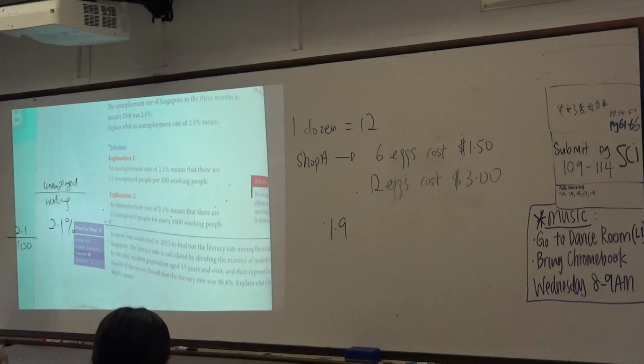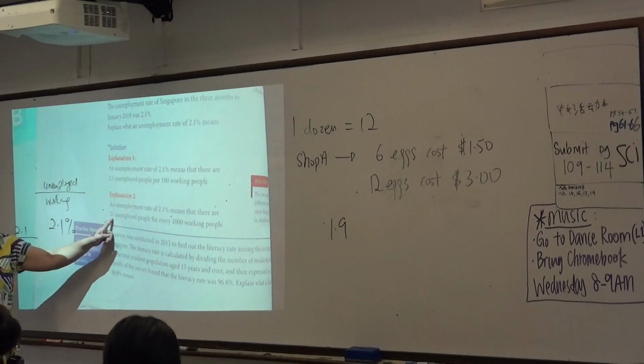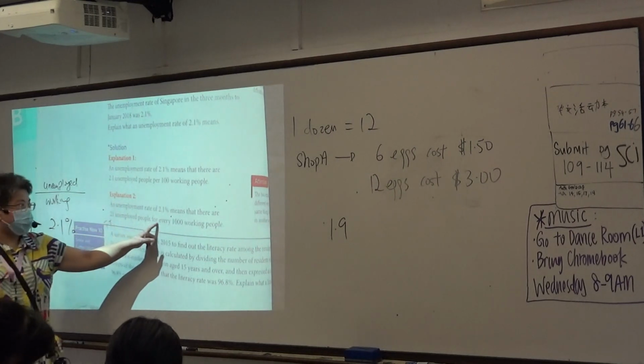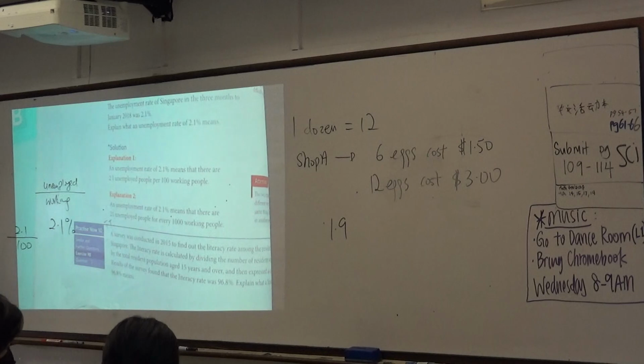An unemployment rate of 2.1% means that there are 21 unemployed people for every 1,000 working people. It's also the same, right? Do you all agree? Yes or no? If I times 10 over here, I will times 10 over here, this will become 21. Can you all see what I'm talking about? Yes or no?